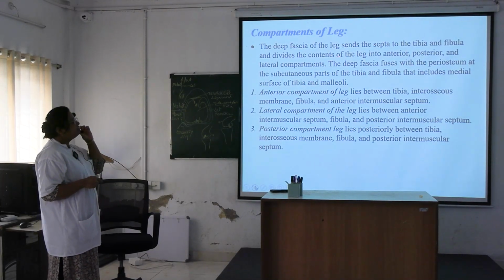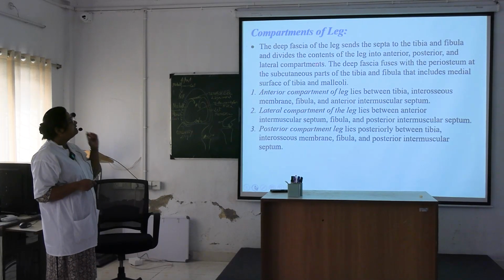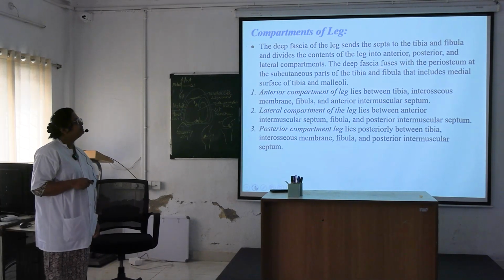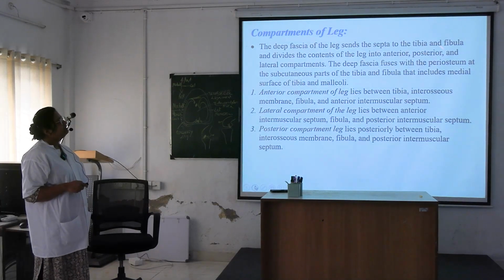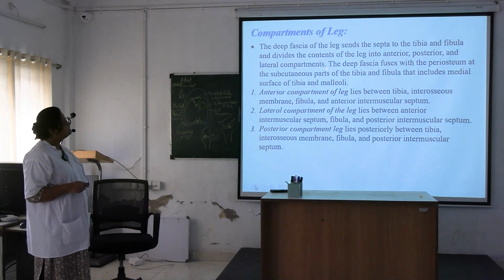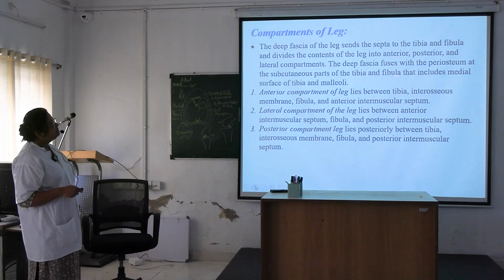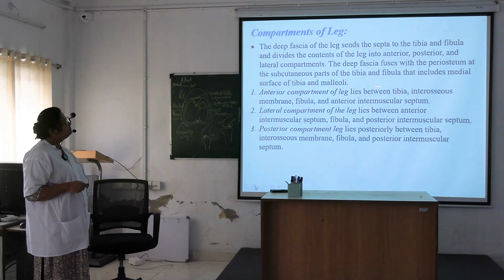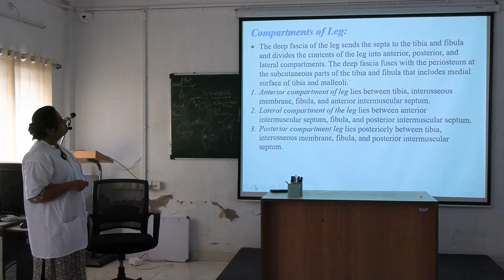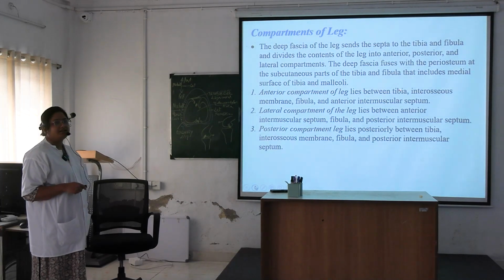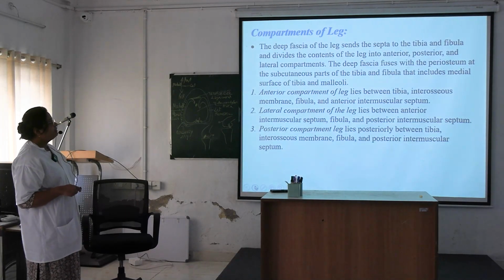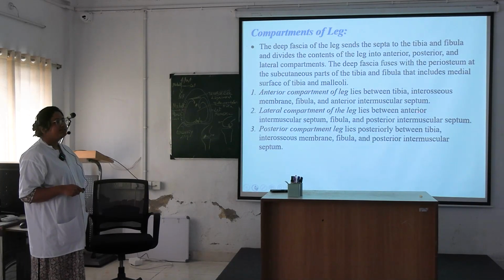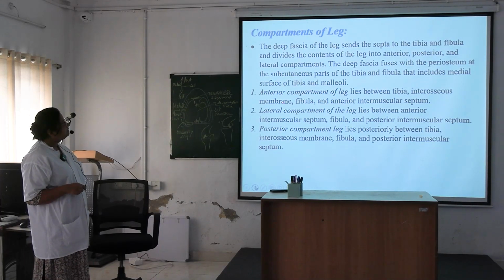So the deep fascia of the leg sends the septa to the tibia and fibula and divides the content of the leg into three compartments: anterior, posterior and lateral compartment. The deep fascia fuses with the periosteum at the subcutaneous parts of the tibia and fibula, and that includes the medial surface of tibia and malleoli. Anterior compartment of leg lies between the tibia, interosseous membrane, fibula and anterior intermuscular septum.